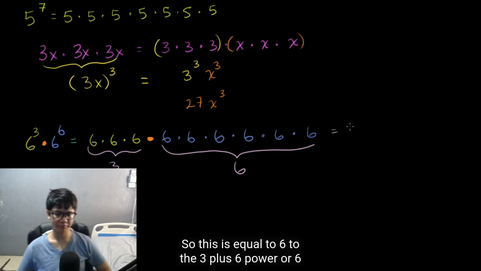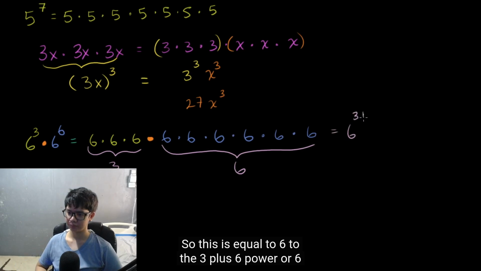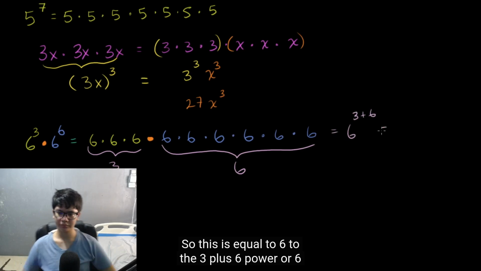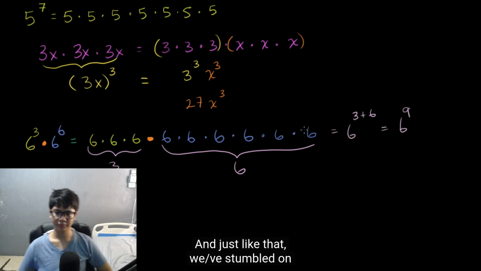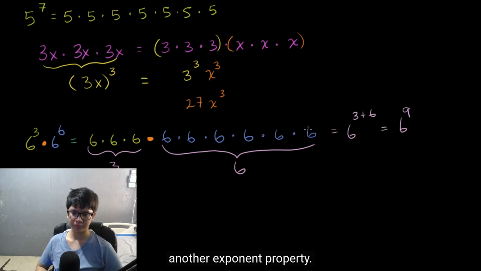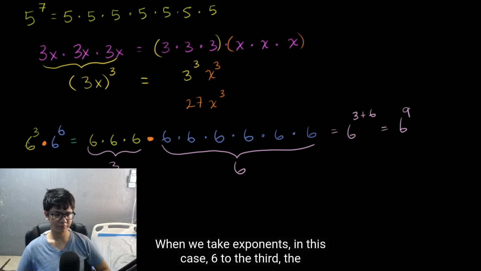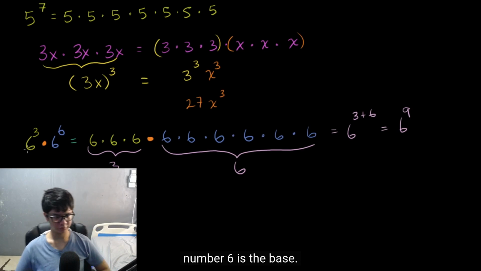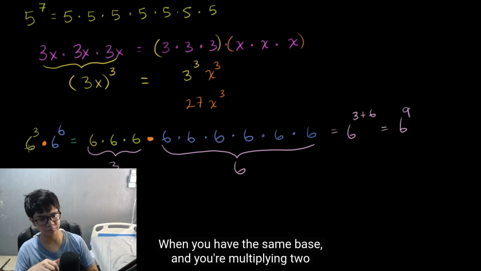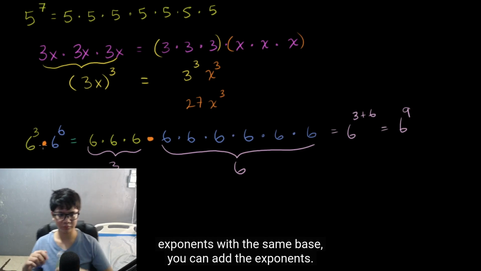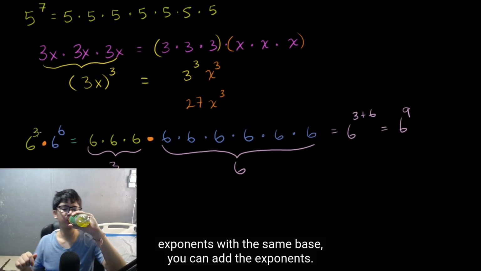So this is equal to 6 to the 3 plus 6th power, or 6 to the 9th power. And just like that, we've stumbled on another exponent property. When we take exponents, in this case 6 to the third, the number 6 is the base. We're taking the base to the exponent of 3. When you have the same base, and you're multiplying two exponents with the same base, you can add the exponents.